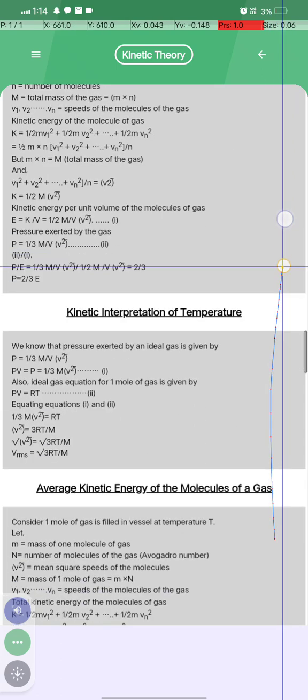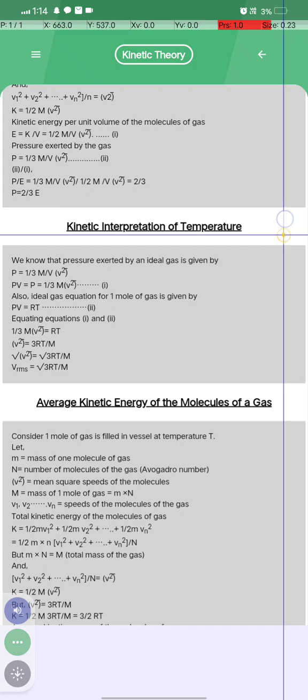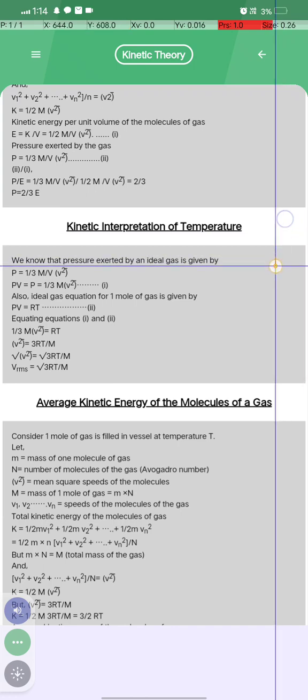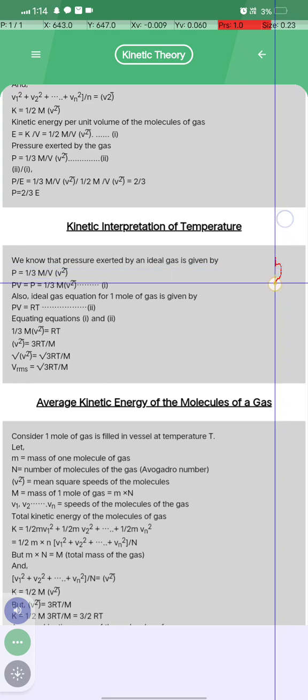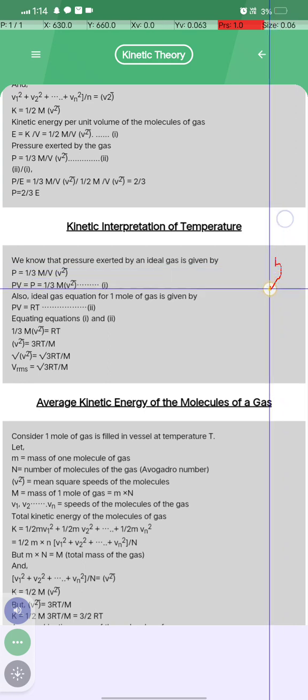काइनेटिक इंटरप्रिटेशन ऑफ एनर्जी क्या होता है? We know that the pressure exerted by an ideal gas is given by 1/3 rho v square, and if PV is equal to P and 1/3 M v square.